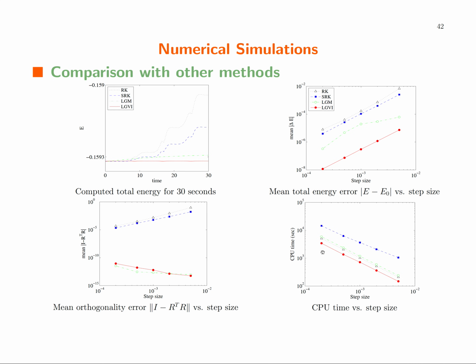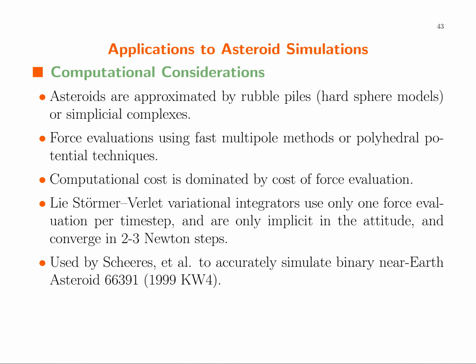So finally, you can ask, well, what is the CPU time versus step size? And again, these Lie group variational integrators do a very good job because it's really a Lie group version of Sturmer-Verlet, which turns out to be explicit when you have separable Lagrangian Hamiltonian systems.